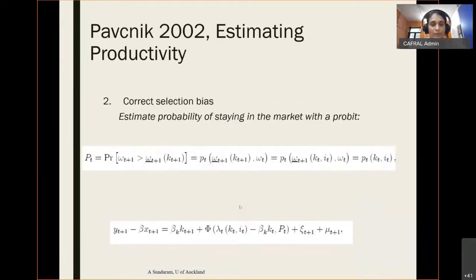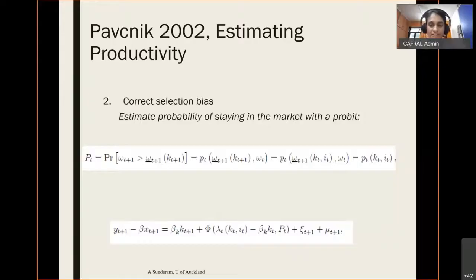But before we do that, we need to correct the selection. And how do we do that? It's just like, remember in the gravity model with Helpman, Melitz, Rubinstein, we had that Heckman procedure, right? So what do you do? You just estimate the probability of staying in the market. You estimate a probit model of whether the firm stays in the market in that period or not, or it's not present. You then get the predicted probability of staying, and then you just stick that into that function we derived on the previous page. Okay, so that will then account for exit.